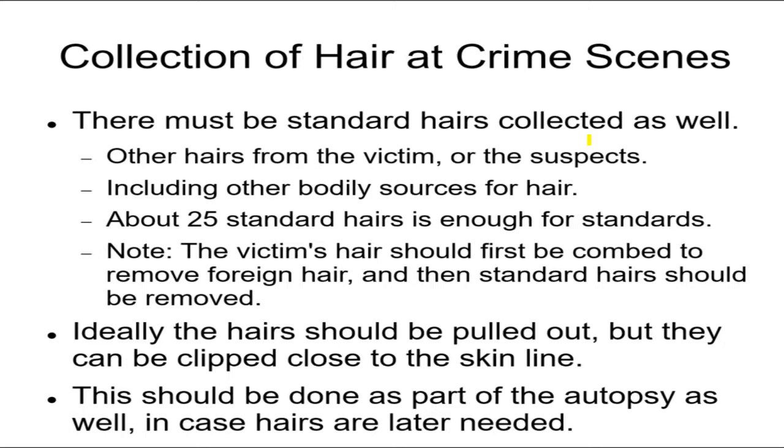This is, again, not going to be an individual characteristic, but let's say the suspect is blonde and the hair is blonde, again, we can show some kind of connection. Not perfect, but it gives us a little bit more information. We also have to collect, if we can, other bodily sources for hair to compare to the hair that we found. To get the standards, we use at least 25 hairs. That's usually enough for the forensic people to analyze and compare the standard hairs from known sources to the hairs of the crime scene, where we don't know the source.